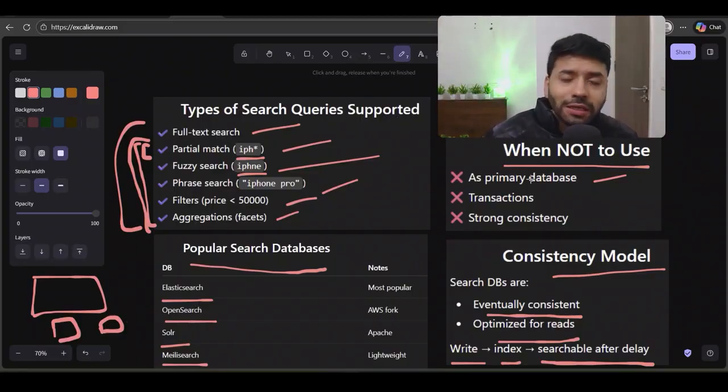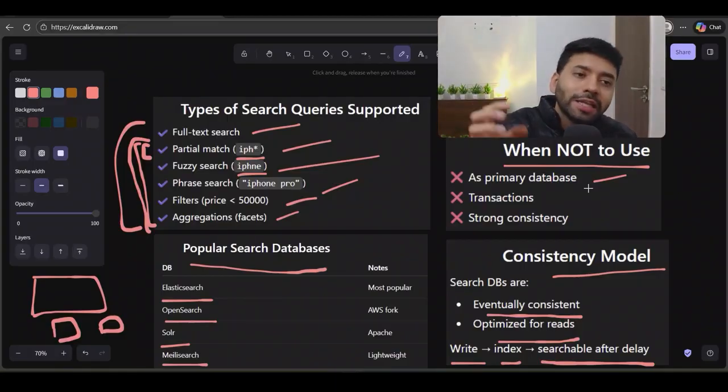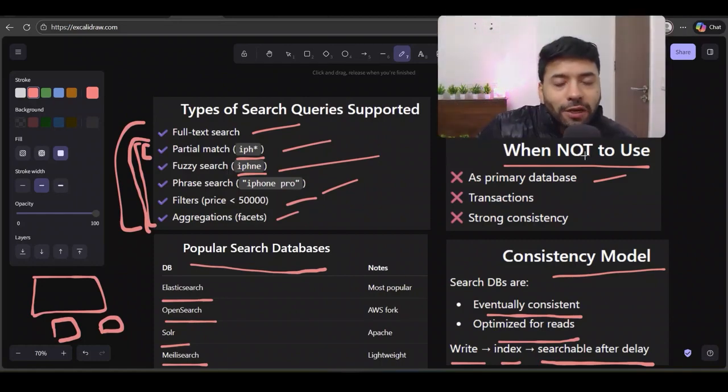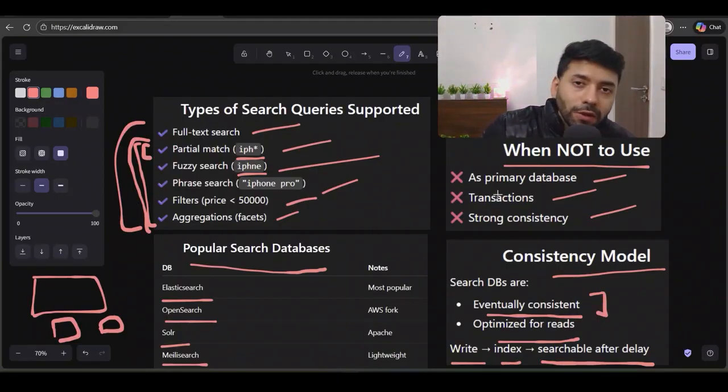But the search database will not be used as your primary database. It's for the secondary operation where you are providing a search related service. When not to use it is for transactions and when you need strong consistency, because we just saw we get eventual consistency in the search database, so it cannot act as your primary database. It is specific to the search related services or operations that you provide in your product.